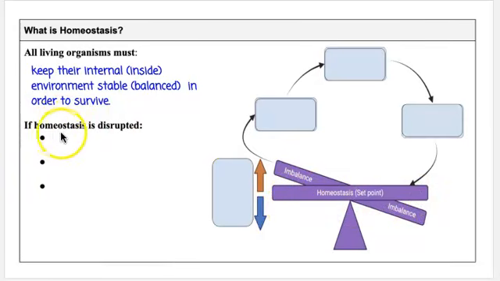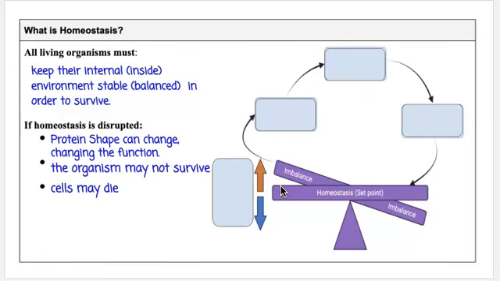If homeostasis is disrupted or if there is an imbalance, things can go wrong. Proteins can change shape and stop working. Cells could get damaged, and in extreme cases, cells or the entire organism could die.